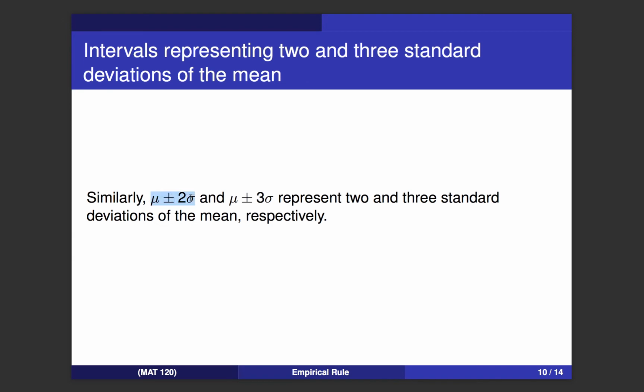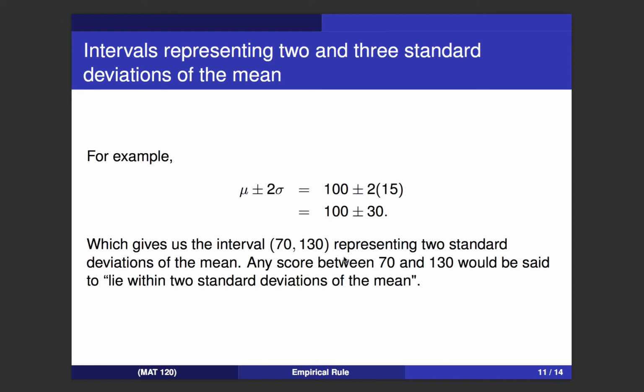Similarly, you can look at intervals of 2 and 3 standard deviations: mu plus or minus 2 sigma, mu plus or minus 3 sigma. So for example, with 2 standard deviations, you're going to go from 70 to 130. So that's plus or minus 30.